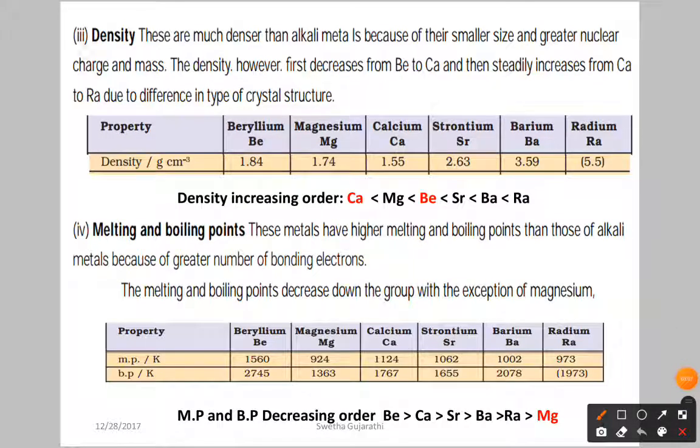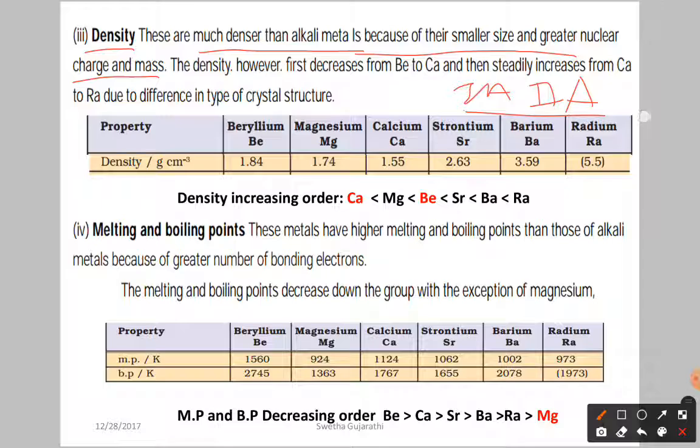Next, if you see the density, these are much denser than alkali metals because of the smaller size and greater nuclear charge and mass. Compared to the first A group elements, which have larger size, density is more here. Why? Because from left to right size is going to decrease, isn't it? So because of the smaller size, they have more density compared to alkali metals.